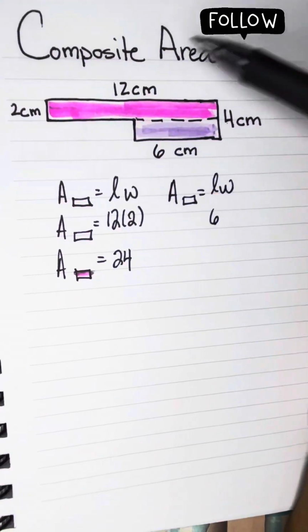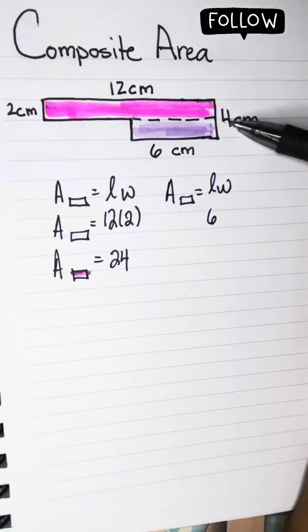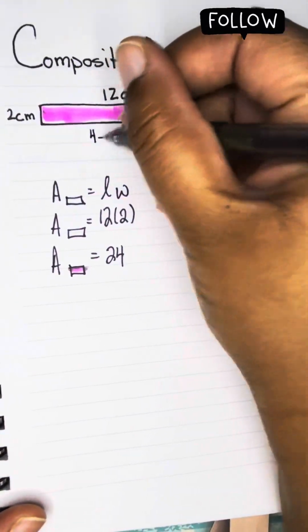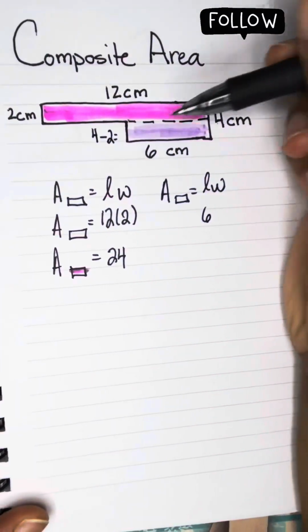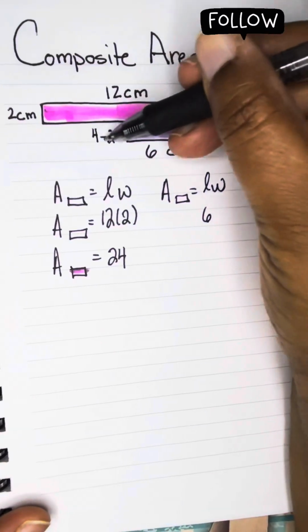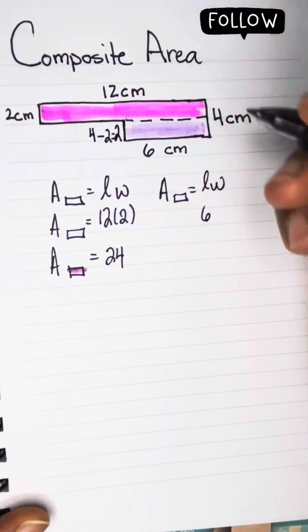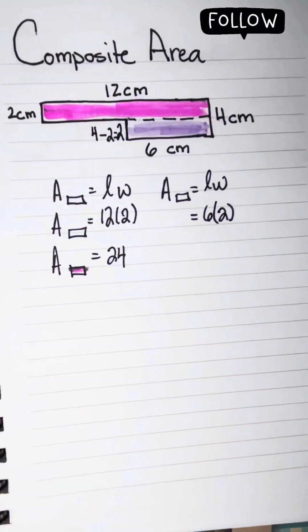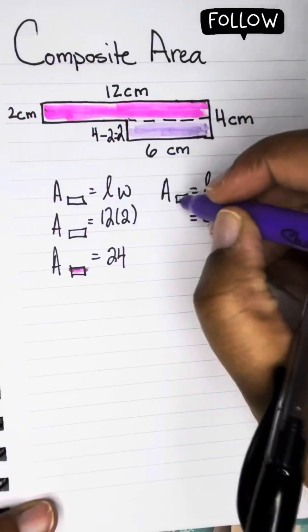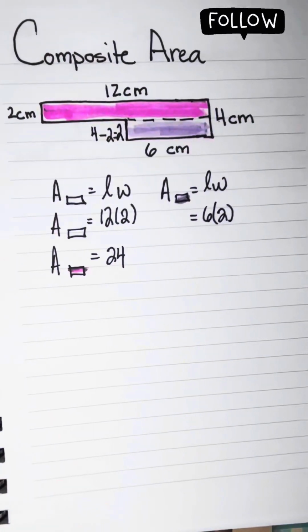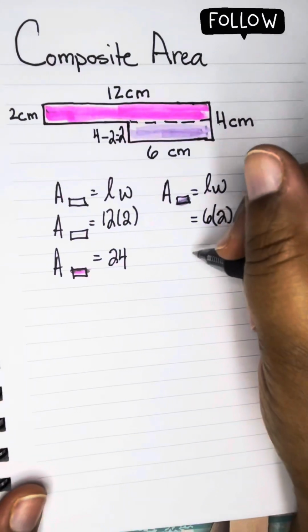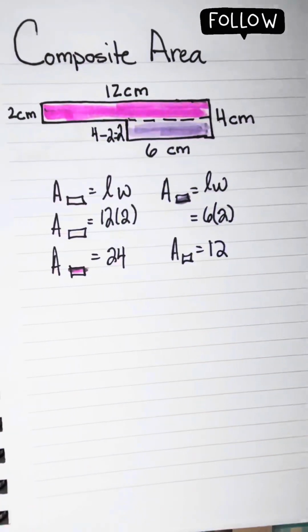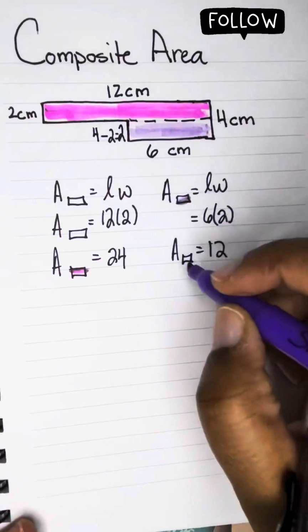Well, see how they gave us this side is 2? So we can do 4 minus 2 to get this width. And 4 minus 2 is 2. So we're going to do 6 times 2 to get our purple area. Okay. So that's going to give us 12. All right. Okay, cool.